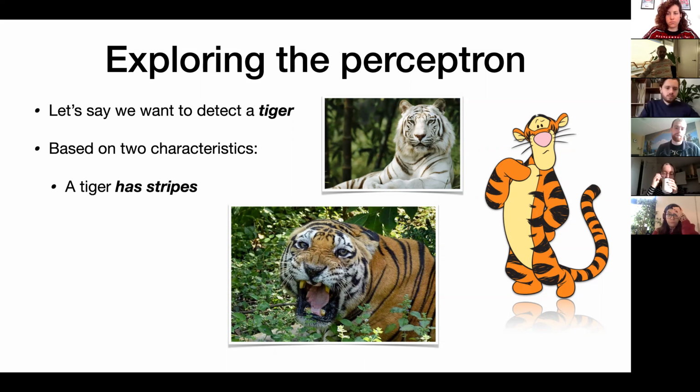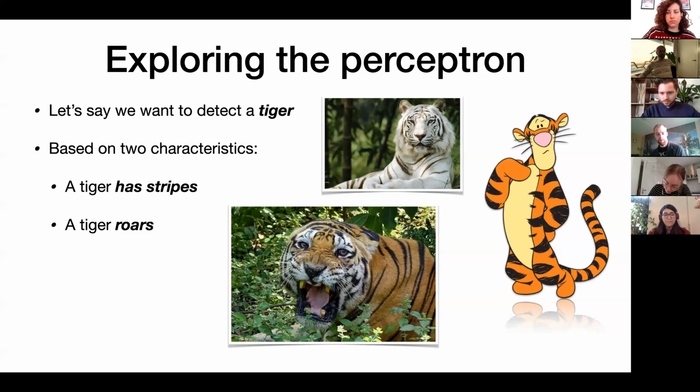One is we have a stripe detector, which means that we have information about whether a tiger is present because we're detecting the occurrence of stripes. The other is that a tiger roars. So another one of our detectors is a roar detector.